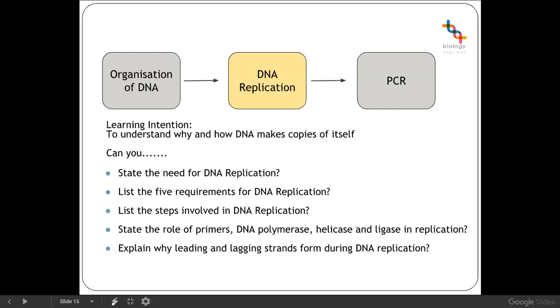The role of primers is really to give a starting point for DNA polymerase to work from. DNA polymerase's role is to add the new nucleotides onto the strand. Helicase is going to break open our original DNA template, and ligase is joining those fragments together. And the reason the leading and lagging strands form during DNA replication is because of that rule that DNA polymerase is only able to add those nucleotides onto the 3' end, and that means that the lagging strand has to be synthesized in fragments. Hope that's all made sense to you.